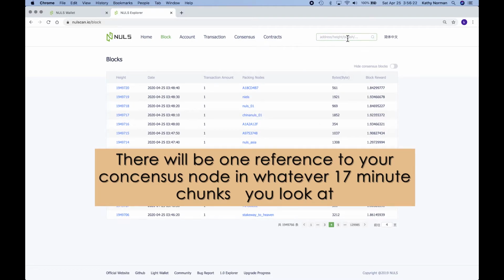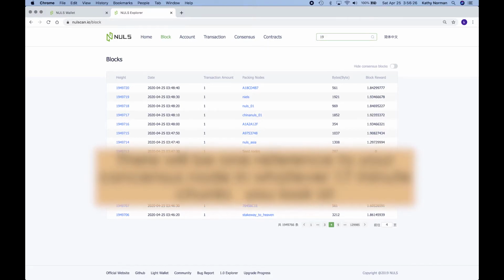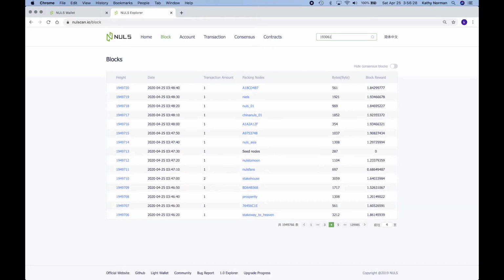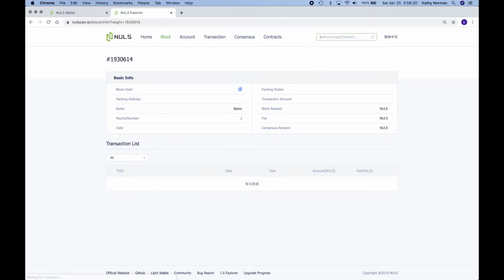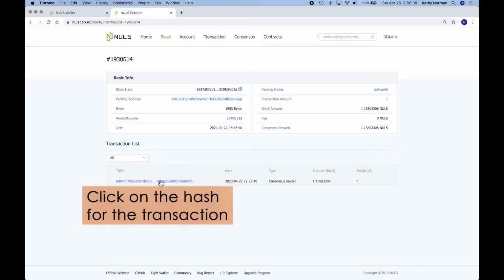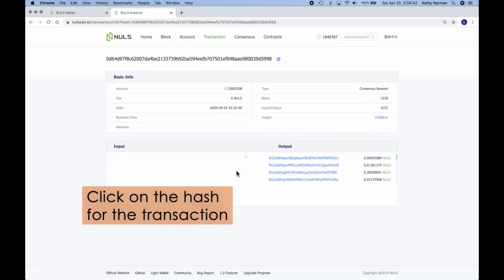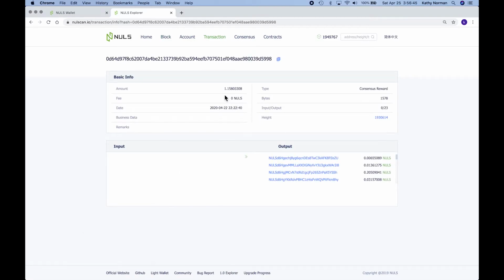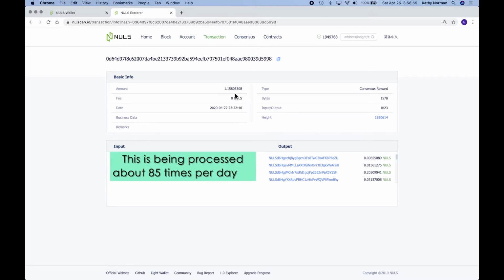Now I'm just going to go to a block that I know has my record in it, 9130614. Here's my block. Recall that I staked in link world. There's the packing node. I'm going to tap on the hash for this transaction. And the total amount is 1.158. And recall this is being processed about 85 times a day.